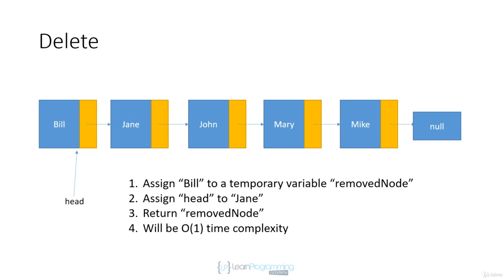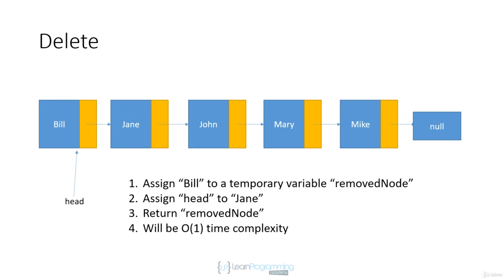Now, in the implementation I'll show you, when we do a deletion, we return the node that we deleted. So we're first going to assign Bill to a temporary variable called removed node. And then what do we want to do? Well, all we're going to do is move the head to Jane because that effectively removes Bill from the list.